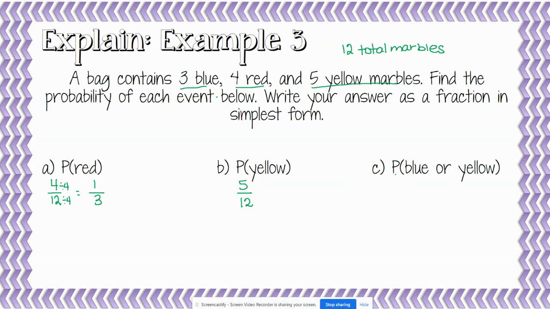And then our last problem says the probability of blue or yellow. Well, when I look at my problem, I know that there are 3 blue and 5 yellow. So since both of those would be acceptable answers, there are 8 total marbles that are either blue or yellow. And that is out of 12 total marbles. I can simplify 8 and 12 because both are divisible by 4. If I do 8 divided by 4, I'm going to get 2. And when I do 12 divided by 4, I'm going to get 3. So the probability of pulling a blue or yellow marble is 2/3.